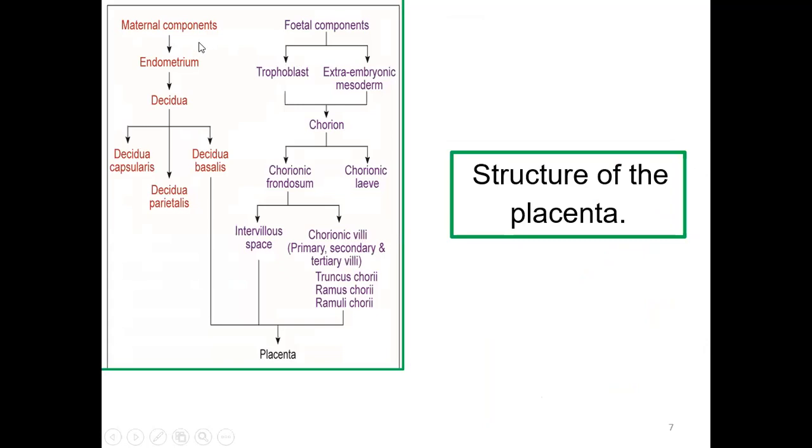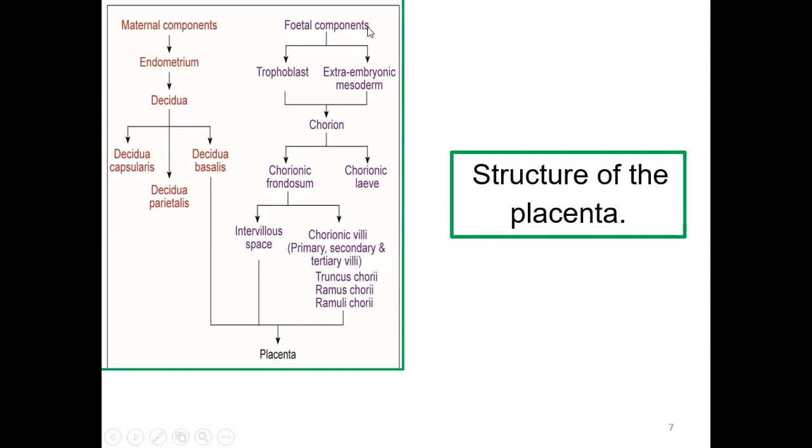So, in a gist, the structure of the placenta has two components, a maternal component and a fetal component. The maternal component includes the endometrium. The stratum spongiosum will form the decidua, and the decidua is divided into three parts: decidua capsularis, parietalis, and basalis. Basalis is towards the maternal side of the growing embryo. Parietalis is covering the whole of the uterus, and capsularis will cover the whole of the embryo. We'll see this later on.